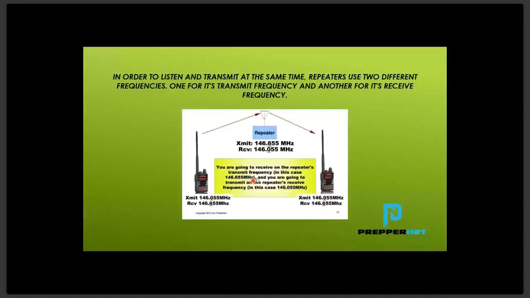So let's look here for a second, the repeater and the offset. The repeater is set to transmit on one frequency and receive on the other. So the person calling out, so John wants to call his wife, okay? And we're going to say that this is John, and this is the wife.